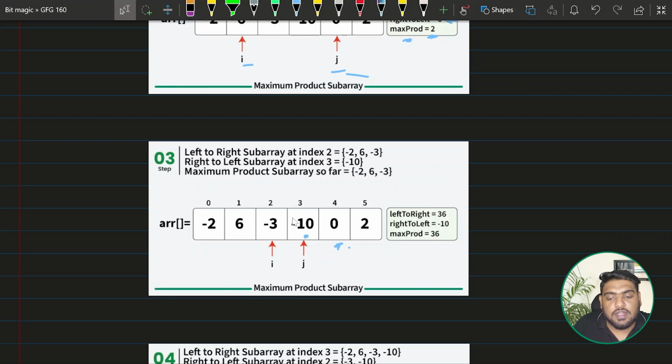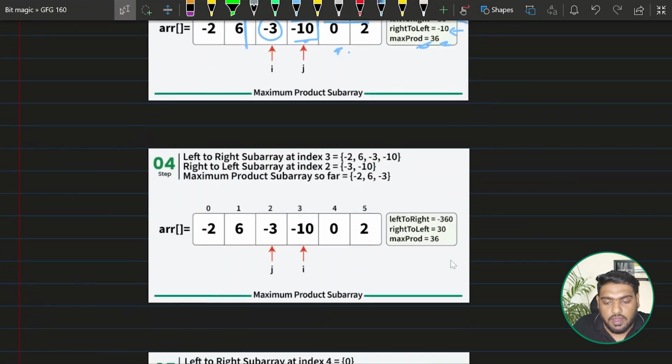So in this case, my right to left has negative 10 because we have avoided this, and taking this so far we had negative 12, but now we have multiplied negative 3 here. Then this chunk would be 36, right? Positive 36, that is what we have in left to right. And we have maximized our product, max product. We have updated the value here.